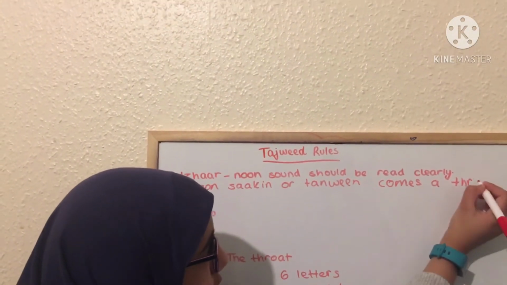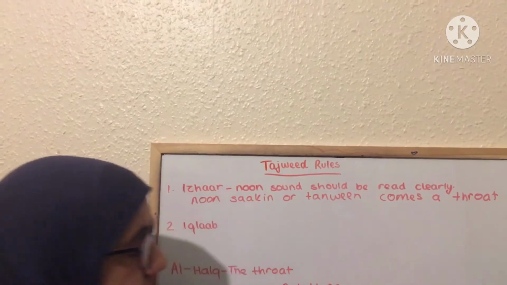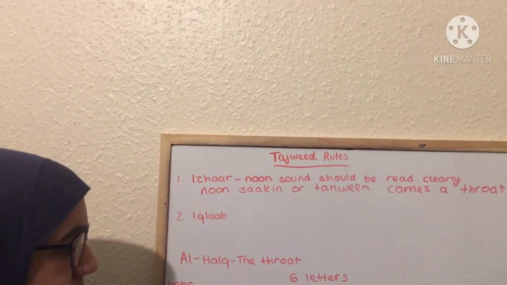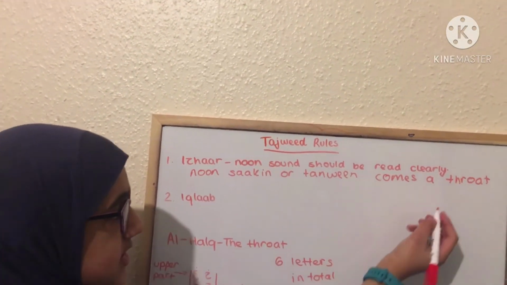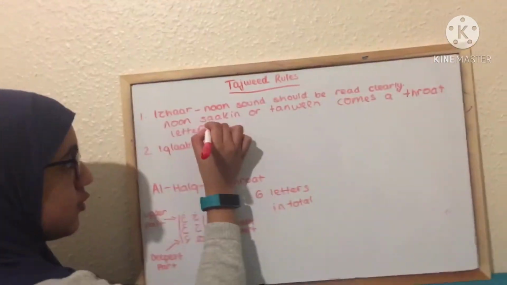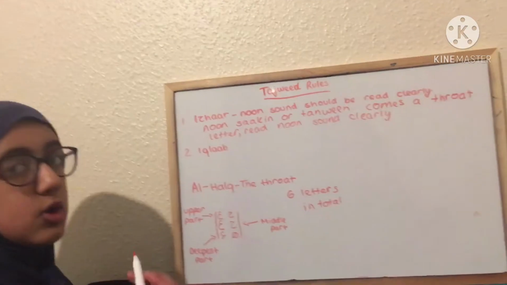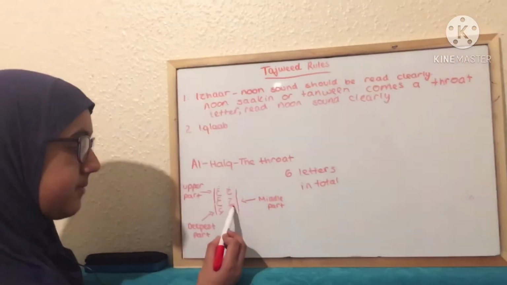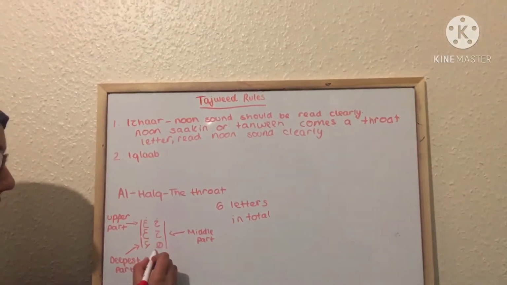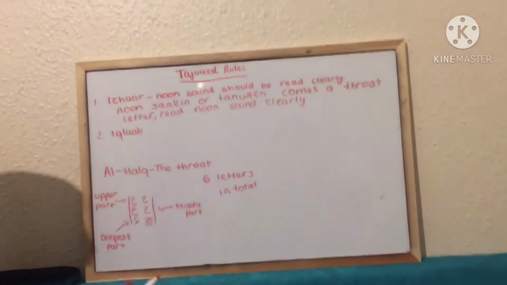Then you would read the noon sound that comes after it, which would usually be a noon sound that comes after any of these letters. So comes a throat letter. Read the noon sound clearly. So the ha in this one is this one. This is the ha that would be used in that context.